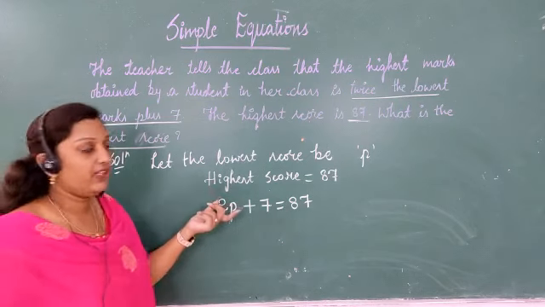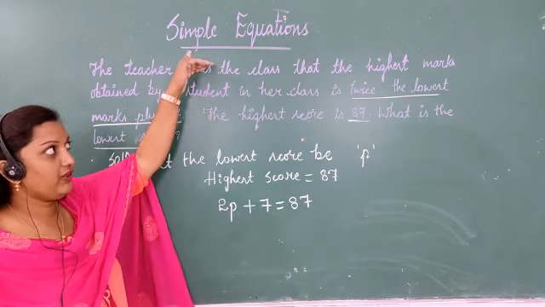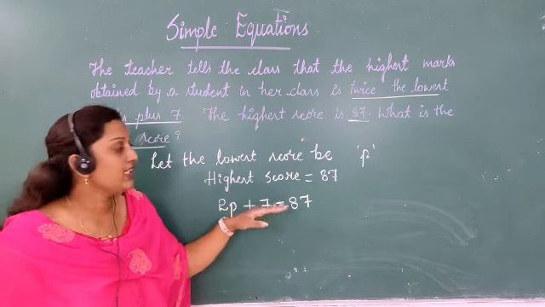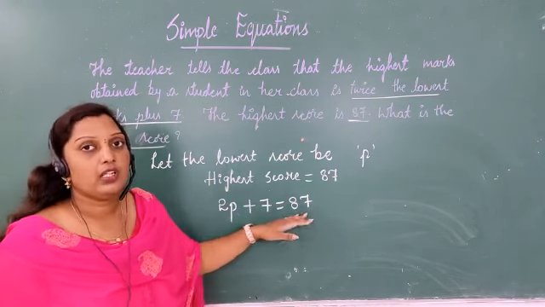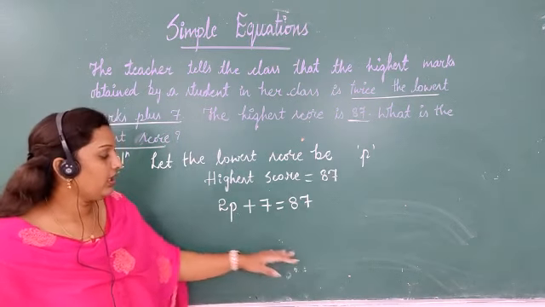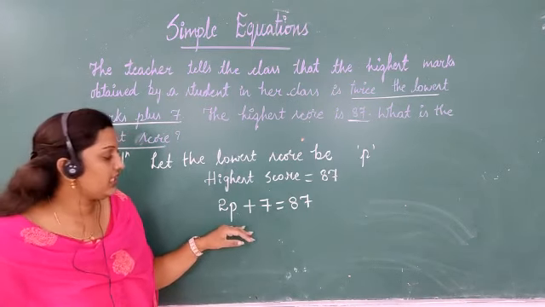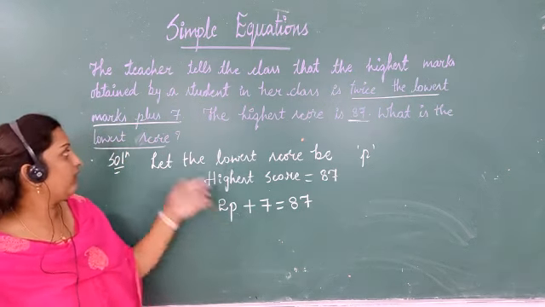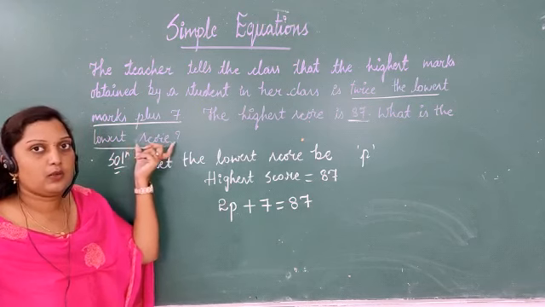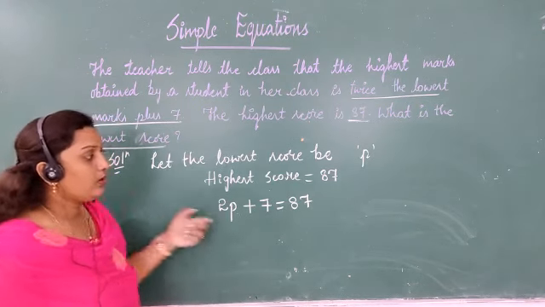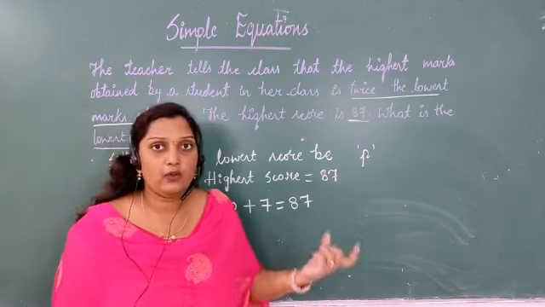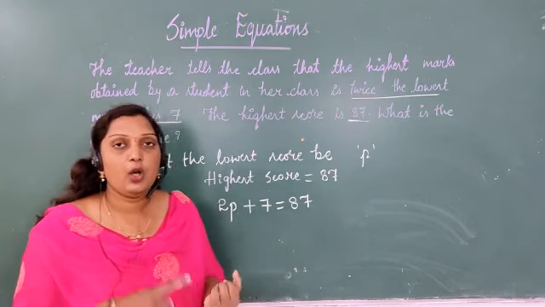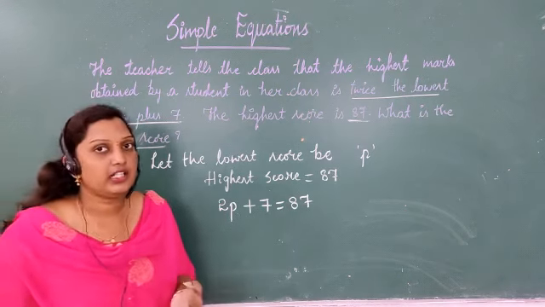In the beginning itself we learned this. So we have converted this verbal statement into an equation. Now if you solve this equation, you will get the unknown variable. Which is the unknown variable here? P. If you get the unknown variable p, then you will get the lowest score. So now to solve this equation, you can use any of the 3 methods that we discussed earlier, that is trial and error method or balancing method or the transposing method.